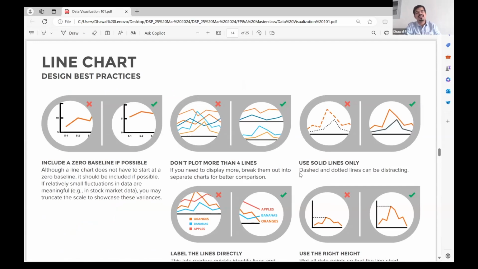Again, line chart is effective only if there are about 3 or 4 elements that you want to show comparison. If there are like 20 different lines, the audience won't be able to make out which line is going where, and they'll get confused. So it's better that you use line chart only if there are about 3 to 4 variables and not more than that. And again, some do's and don'ts which are self-explanatory.